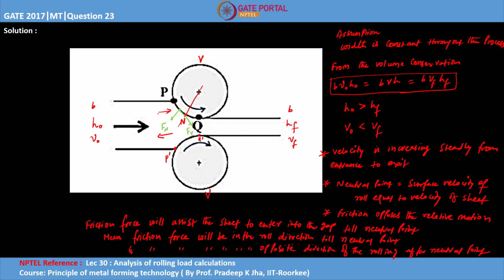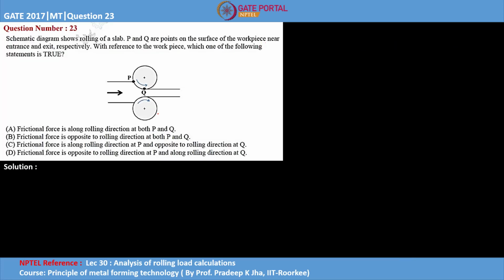Now coming back to the problem, which is asking about the frictional force, we can say that the friction force is along the rolling direction at P, which is the point of entrance, and opposite to the rolling direction at Q, which is the exit point. The exit point lies to the right of the neutral point and the entrance point lies to the left of the neutral point. So option C is a true statement considering the direction of frictional forces. The right answer is option C. Thank you.